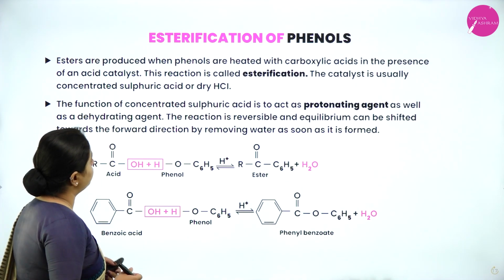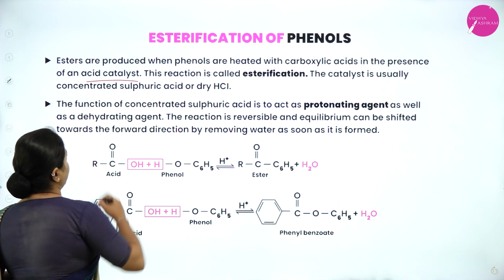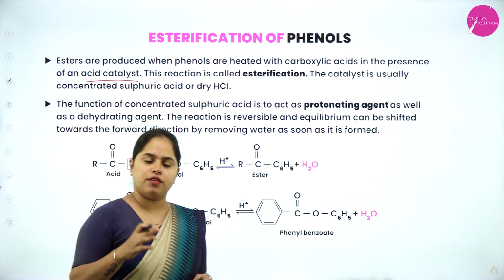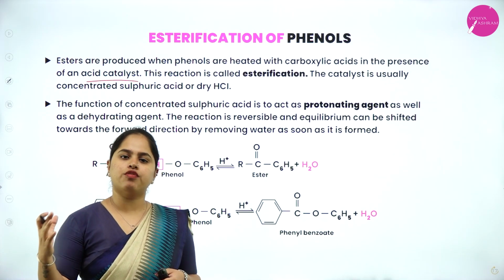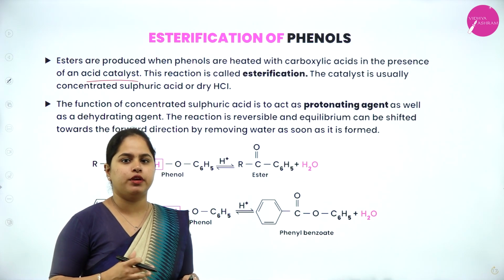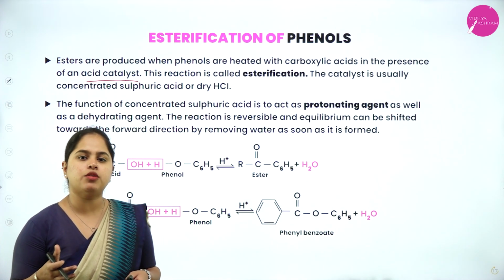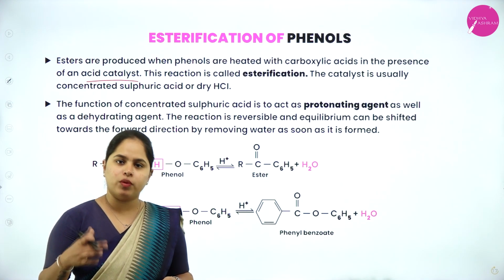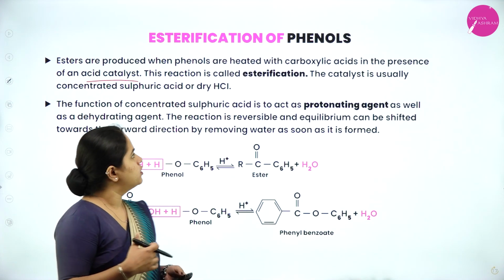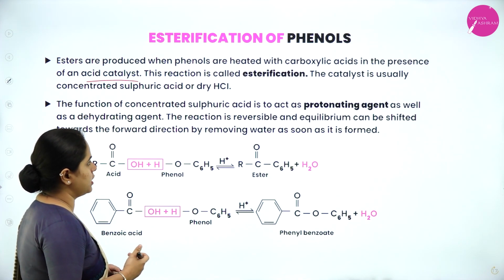Esters are produced when phenols are heated with carboxylic acid in the presence of acid catalyst. So here also we have already studied it in alcohols, that is the esterification. So instead of an alcohol, we are going to take a phenol. So that's a difference in this reaction. So phenol will be taken, it will be made to react with carboxylic acid. What you are going to get? An ester will be formed with water as well, right? So we are using acid catalyst here and this reaction is called esterification.